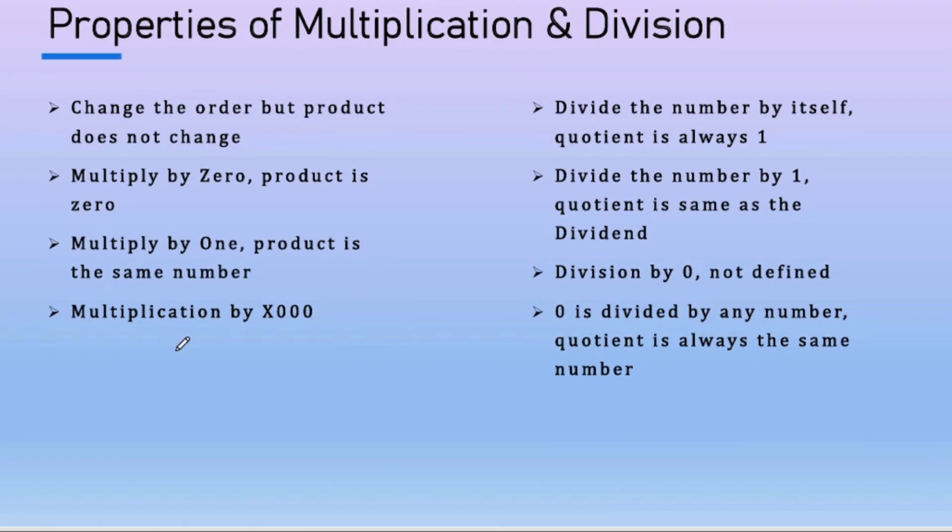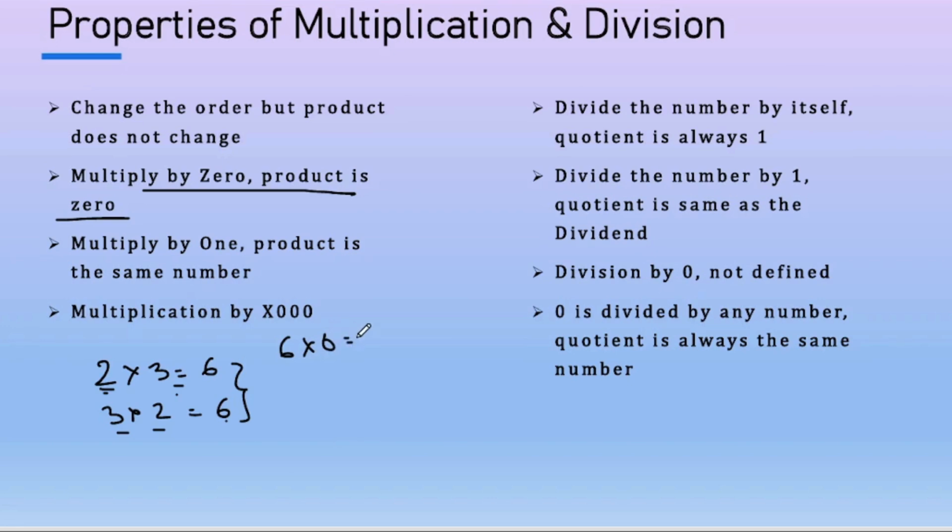Change the order, but the product, or the multiplication, does not change. Let's say 2 multiplied by 3, it will be 6. Let's change the order. 3 multiplied by 2, what will be the product? 6. So you change the order, the product remains the same. Multiply by 0, product is 0. So this is one important point. Let's say 6 multiplied by 0. You multiply 0 to any number, the product will be 0.